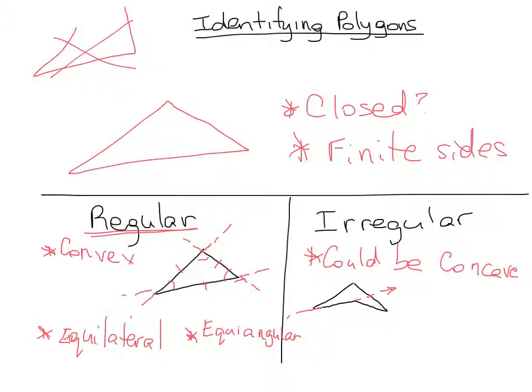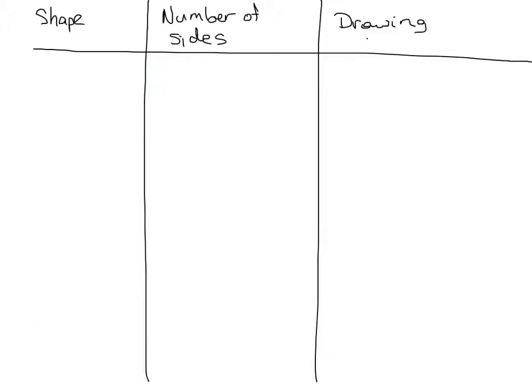If it doesn't satisfy all 3 of those criteria, then it would be irregular. All right. So that's whether or not the polygon is regular or irregular. We can also talk about the specific names based on the number of sides of the polygon. So let's do that. Okay, so on this page, I'm not going to worry about whether or not it's regular or irregular. I'm just going to worry about the number of sides.